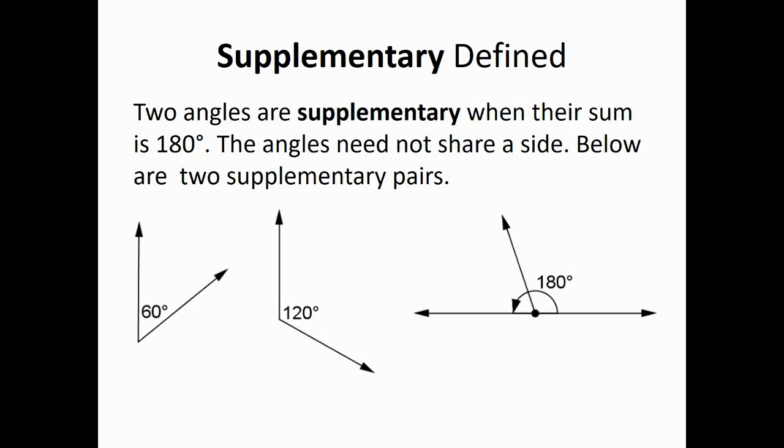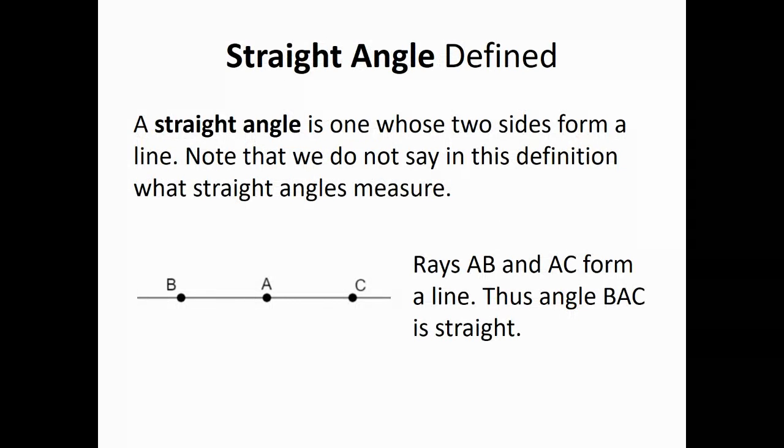The second example on the right, there we do have two angles that share a side in common. And let me label them as I did before. I'll call them angles 1 and 2. Clearly, in this case, the sum of angles 1 and 2 is 180 degrees. So again, we say they are supplementary.